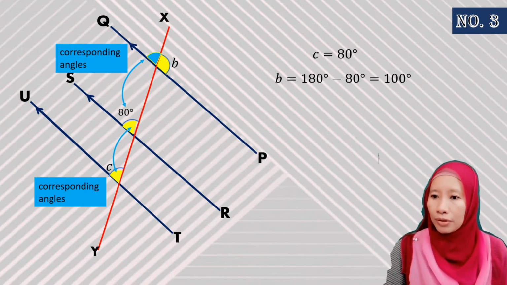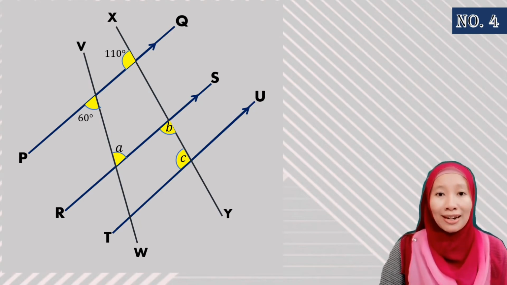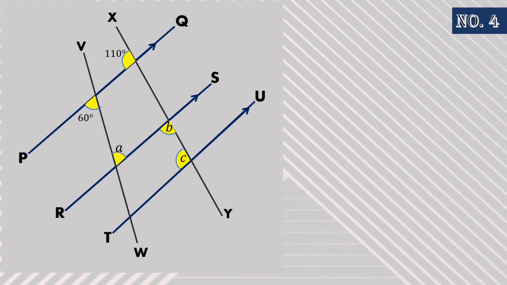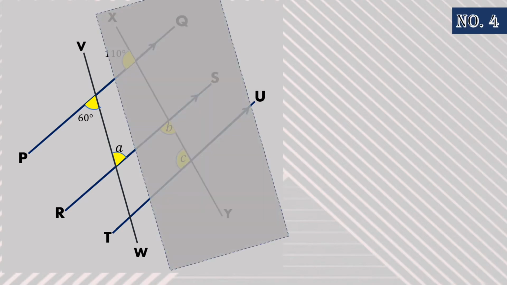Next, question number 4. Now we have so many lines here. Be careful. You have to first identify which are the parallel lines and which are the transversal lines. Okay, so VW and XY, they are transversal lines. If you think that you are confused, you can close one side of the transversal line and focus on the other. So here, A and 60 degrees, they are alternate angles. So we know that A equals 60 degrees.